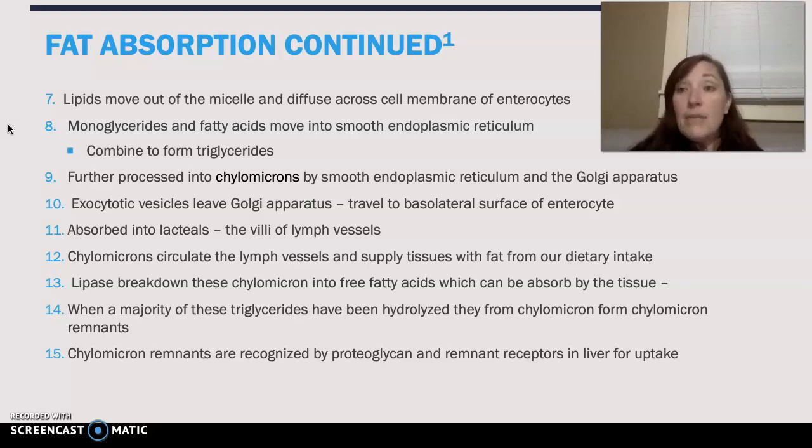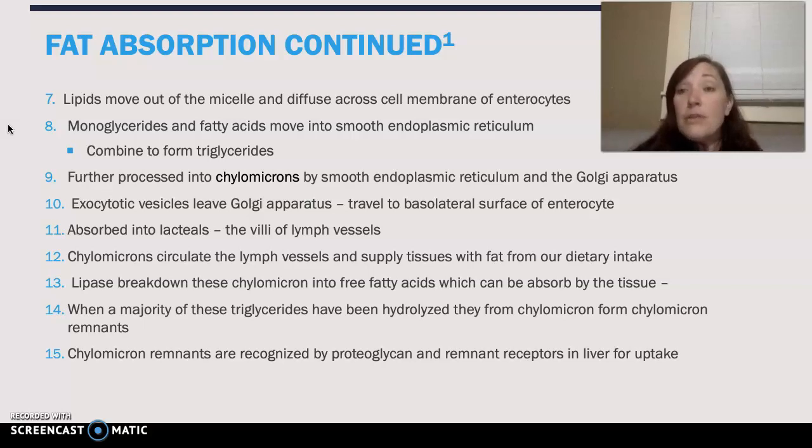It depends on the area of the tissue it's being absorbed into. When a majority of these triglycerides from the chylomicron have been broken down, you get what is called a chylomicron remnant. And this chylomicron remnant is what gets absorbed by the liver. And the liver has specific receptor sites for the chylomicron that are known as proteoglycan and remnant receptors that allow the liver to uptake the chylomicron remnants.